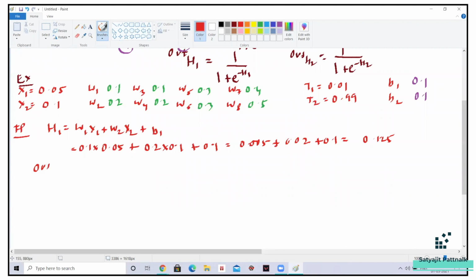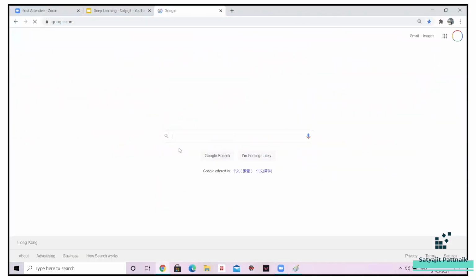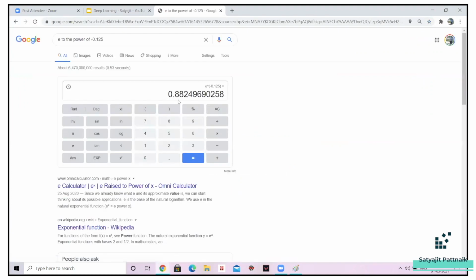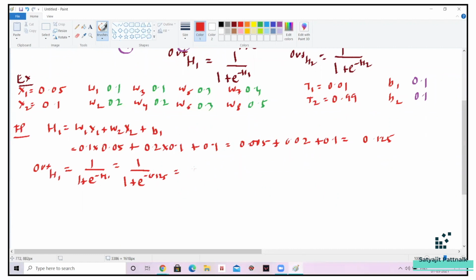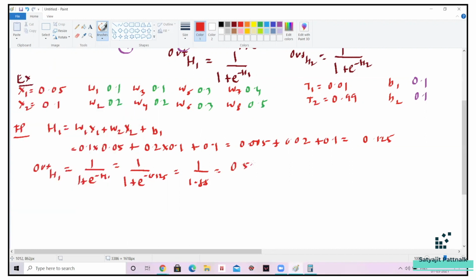So the output of H1 will be 1 by 1 plus e to the power of minus H1, right? So this is nothing but 1 by 1 plus e to the power of minus 0.125. So what is that? We'll take help from Google. E to the power of minus 0.125 is 0.88. So 1 divided by 1.88 is 0.53. That's the value of the output of H1.